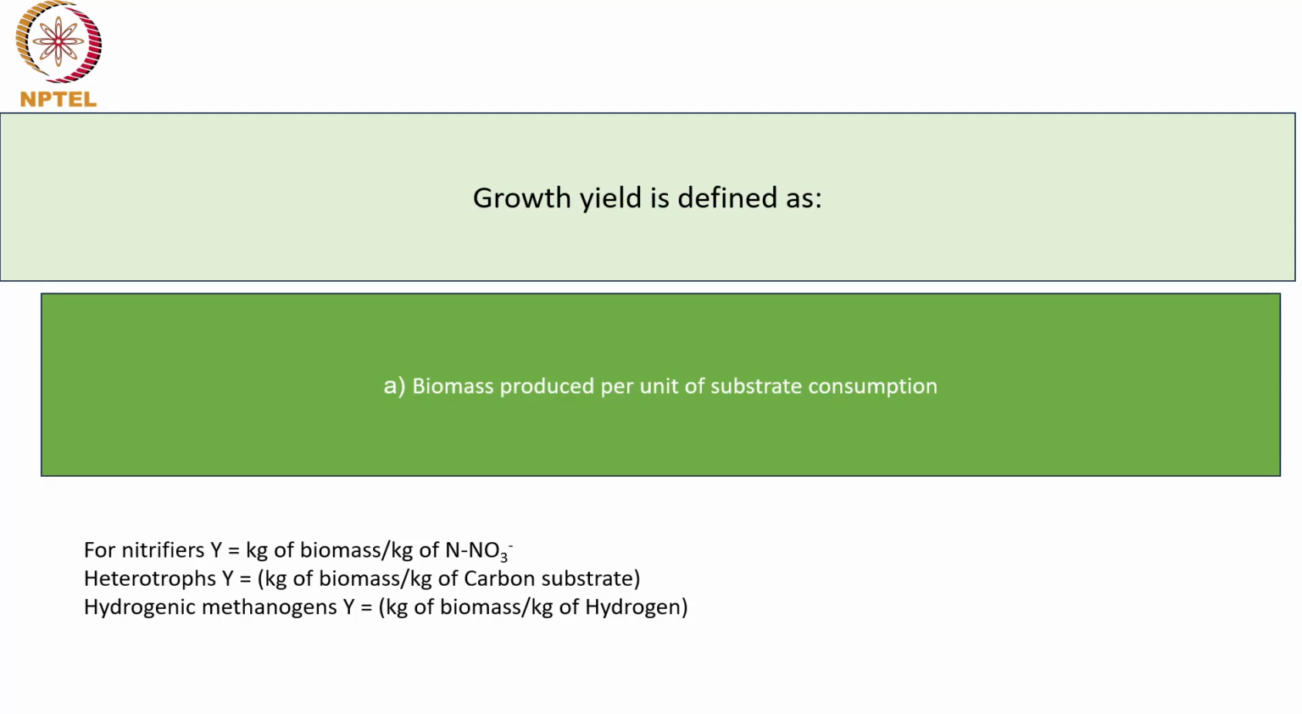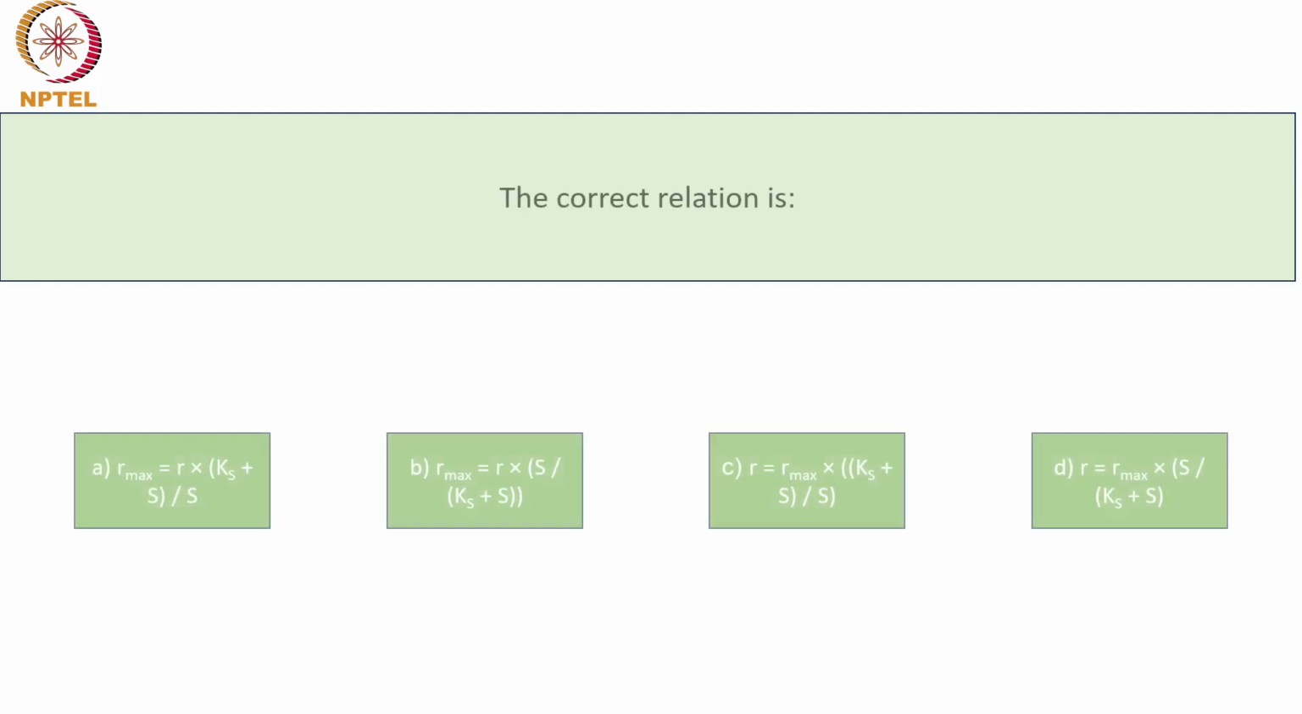When it comes to hydrogenic methanogens, the yield will be the weight of biomass produced divided by the weight of hydrogen they have taken in. In case of hydrogenic methanogens, the substrate will be hydrogen. It won't be carbon. So it is kg of biomass divided by kg of hydrogen. Okay, so now we'll move to the next question.